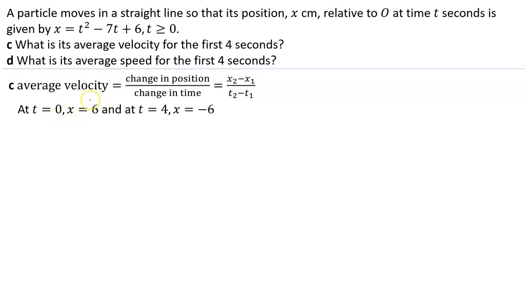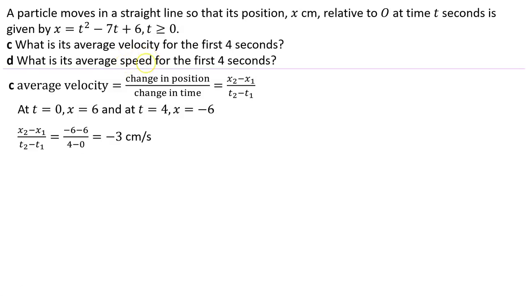When t equals 0, x equals 6, that's quite straightforward to see. When t equals 4, again you can use your calculator, x equals negative 6. t2 is 4 seconds, t1 is 0 seconds. Substitute those values into my formula and I get negative 3 centimetres per second.